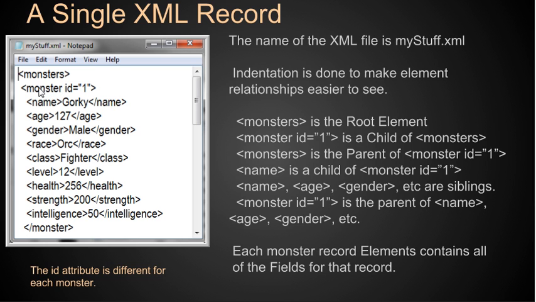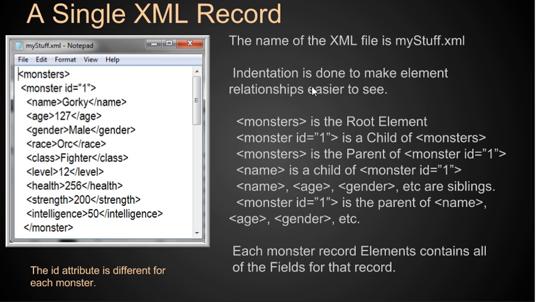And this is the monster element. This is its opening tag. This is its closing tag. Notice, remember, an element is an opening tag with its corresponding closing tag. And notice what's inside the element, the fields: name, age, gender, race, class, level, health, strength, and intelligence. And this is taken right from the table. The name of the XML file is mystuff.xml, and I use camel case.